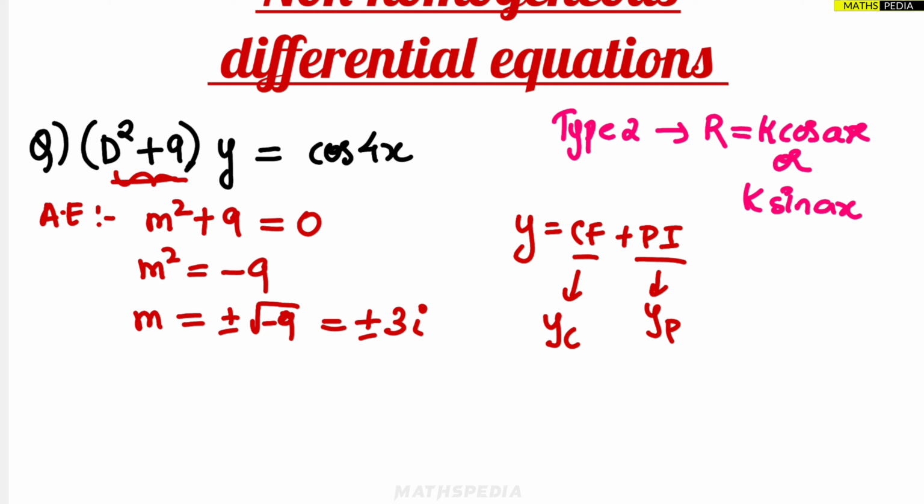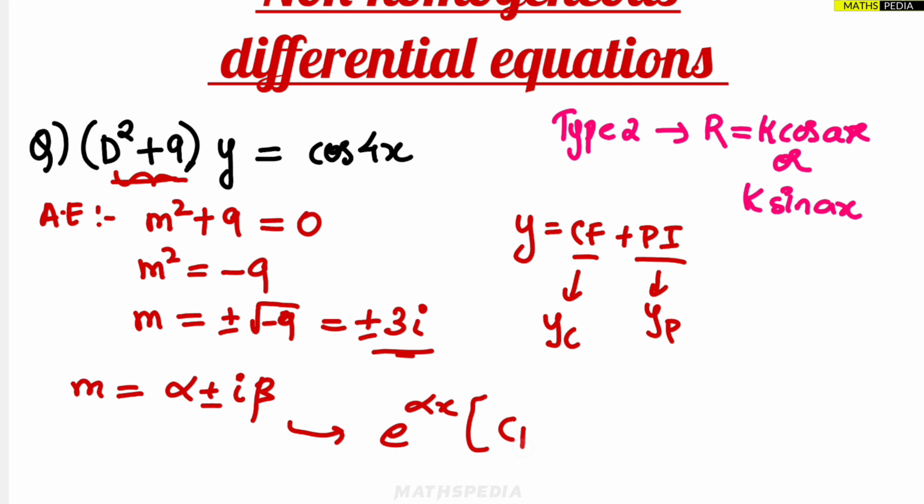So when the roots are complex, this is nothing but a complex number. Suppose the roots are in the form m is equal to alpha plus or minus i beta. The solution in this case will be e power alpha x into c1 cos beta x plus c2 sin beta x.